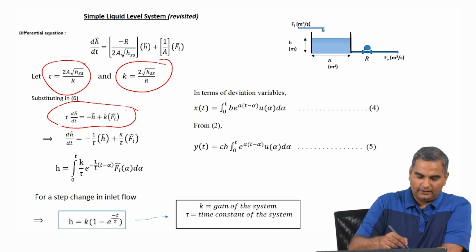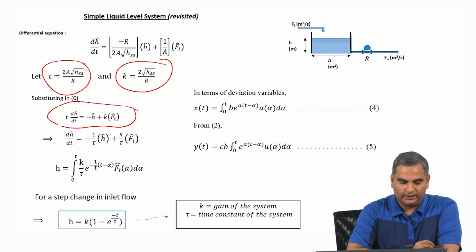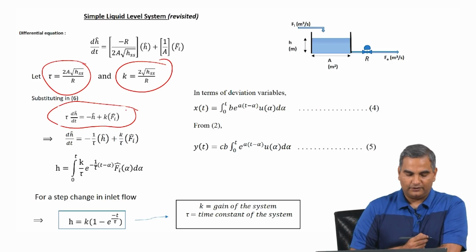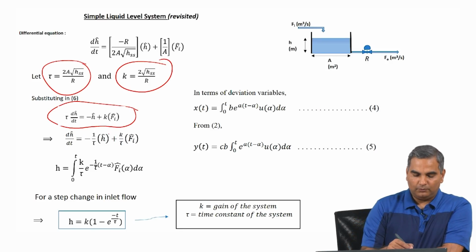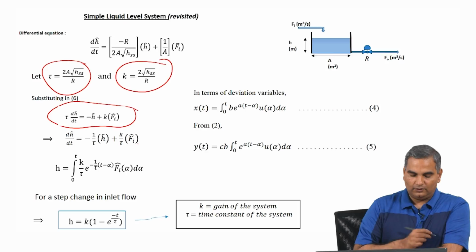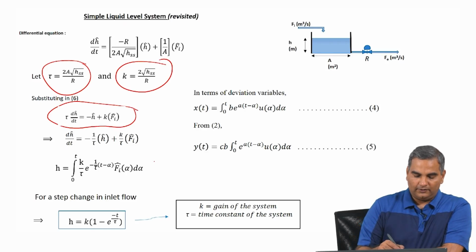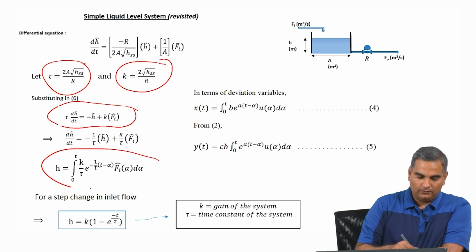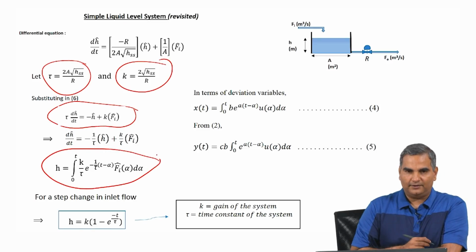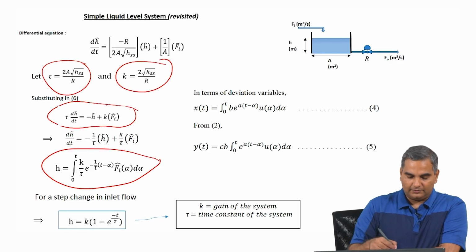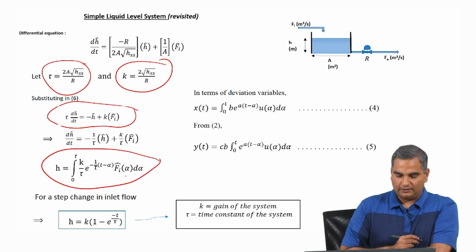The reason why I am writing it in this form, you will realize once we do the transfer function models later, because these terms k and tau are used in transfer function model definitions. Once you have this, basically move the tau to the other side and you get this equation. And if you solve this equation using the convolution form, you will get this. You can go back to the previous slide, get the convolution equation form and put the correct terms there, and you will get this equation.